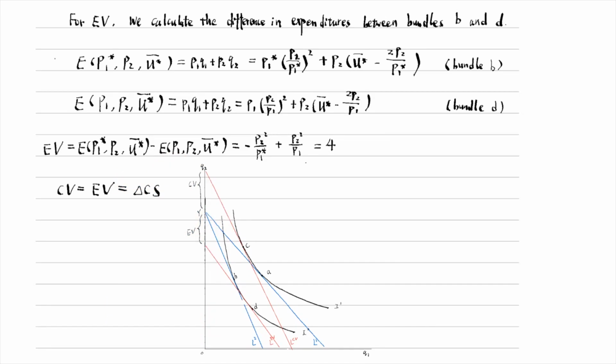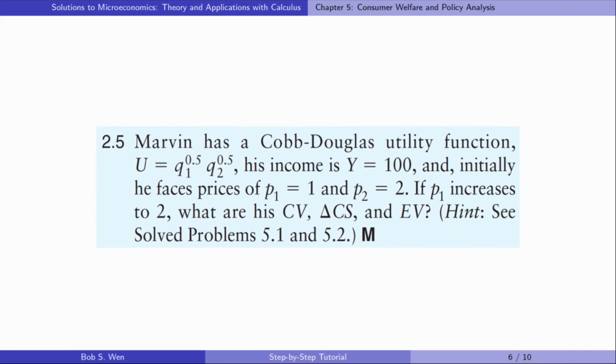This method not only applies to the quasi-linear utility function, like in this exercise, but it can also solve for the compensating variation, equivalent variation, and the change in consumer surplus for the Cobb-Douglas utility function. Let's look at exercise 2.5. The consumer has a Cobb-Douglas utility function. His income is y equals 100. Initially, he faces prices of P1 equals 1 and P2 equals 2. If P1 increases to 2, what are his compensating variation, the change in consumer surplus, and equivalent variation?